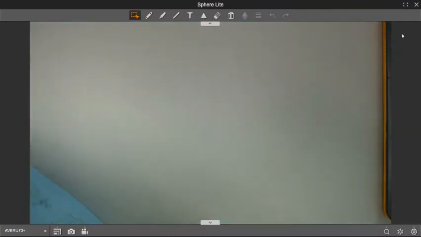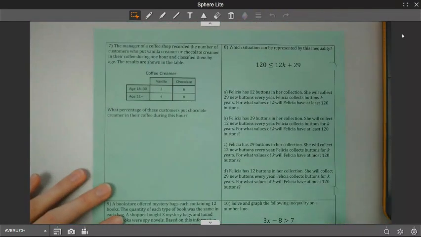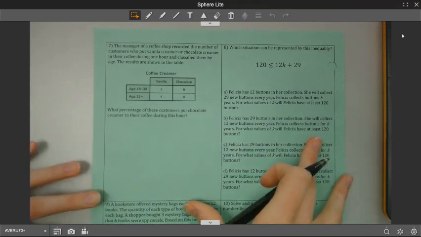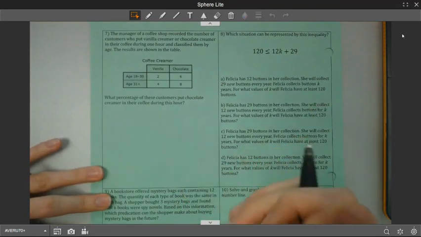Now on the back, it says the manager of a coffee shop recorded the number of customers who put vanilla creamer or chocolate creamer in their coffee during 1 hour and classified them by age. The results are shown in the table. What percentage of these customers put chocolate creamer in their coffee?